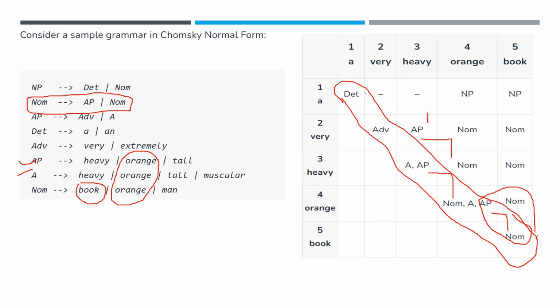Then combining AP and the determiner. Do we have any rule combining AP and determiner? We don't have a rule. We have a rule for determiner and nominal. For combining determiner and nominal, we have NP. Then NP and nominal. Is there any rule? No, we don't have a rule for combining NP and nominal.